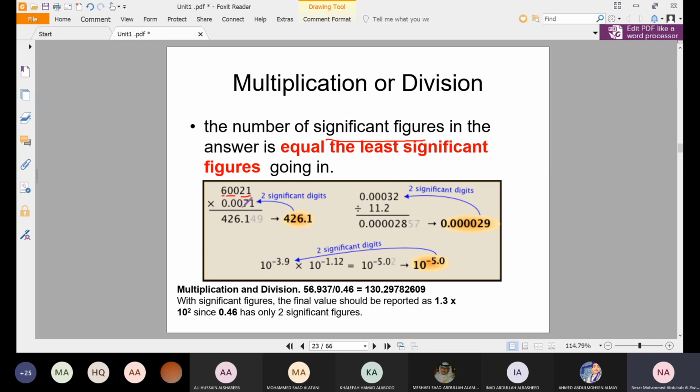And for this one, how many significant figures do we have? We have only 2. We have only 2 significant figures, and the result comes with 3 numbers. The result that we have, we should approximate to 2 significant figures.